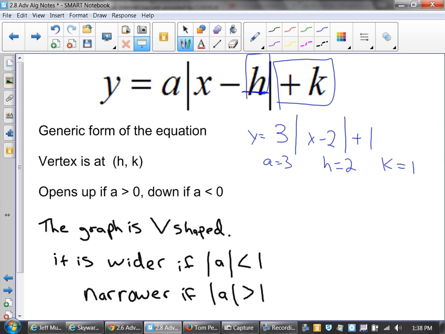It is wider if the absolute value of A is less than 1, a number smaller than 1, like your fractions, 3 over 4, up 3 over 4, or 1 over 12, up 1 over 12, so it gets real wide. And then it's narrow if it's greater than 1. You'll see how this works because A is playing the role of slope.